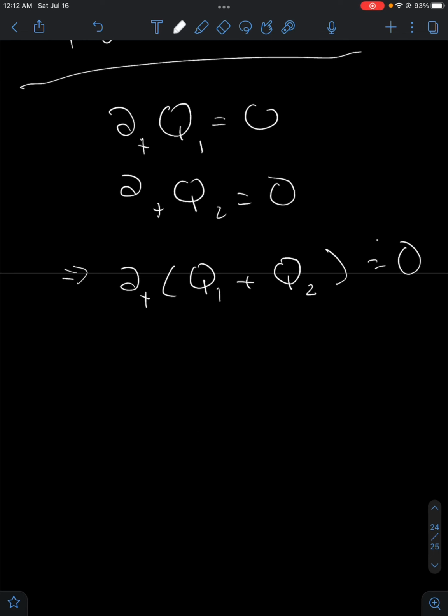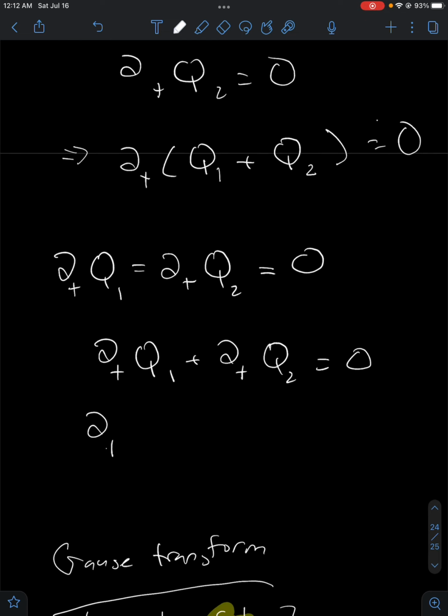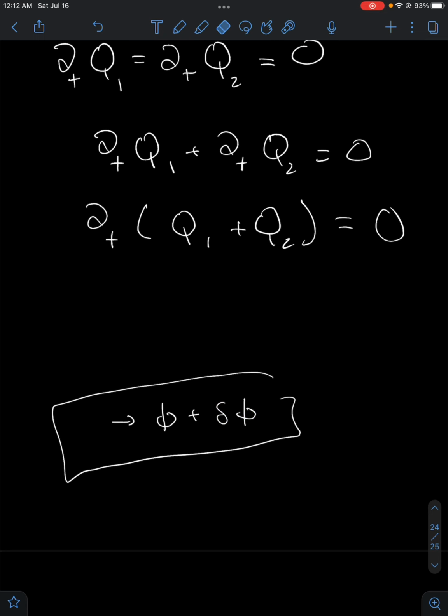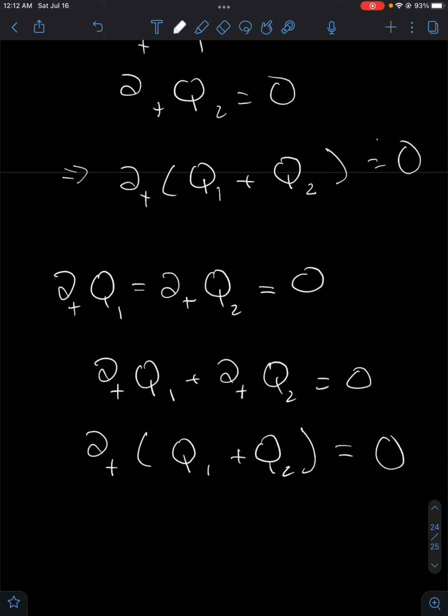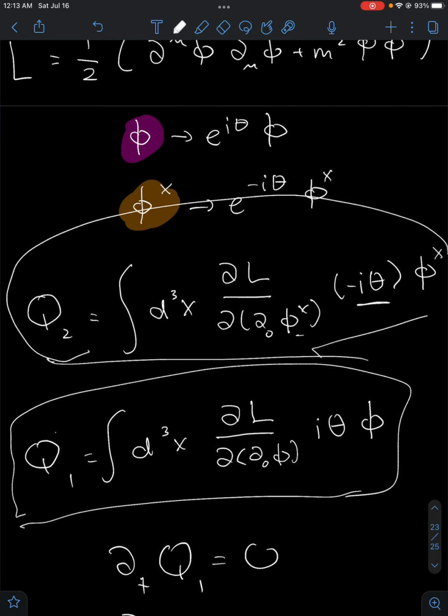So we know that partial t Q1 equals partial t Q2, which equals 0. And this means that partial t Q1 plus partial t Q2 equals 0. We can then just factor out the time derivative from both sides. We have partial t of Q1 plus Q2 equals 0. So if Q1 and Q2 are conserved, that means that the sum is also a conserved quantity. Alright? So this means that we can just add Q1 and Q2 together and we'll get another conserved quantity.